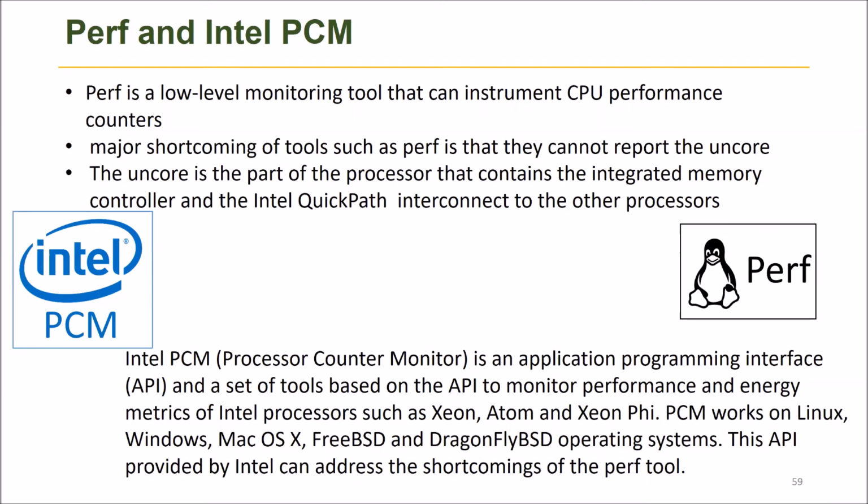architecture-dependent metrics of the CPU. Intel PCM, Processor Counter Monitor, is an application programming interface (API) and a set of tools based on the API to monitor performance and energy metrics of Intel processors. Intel PCM can report on-core events too.